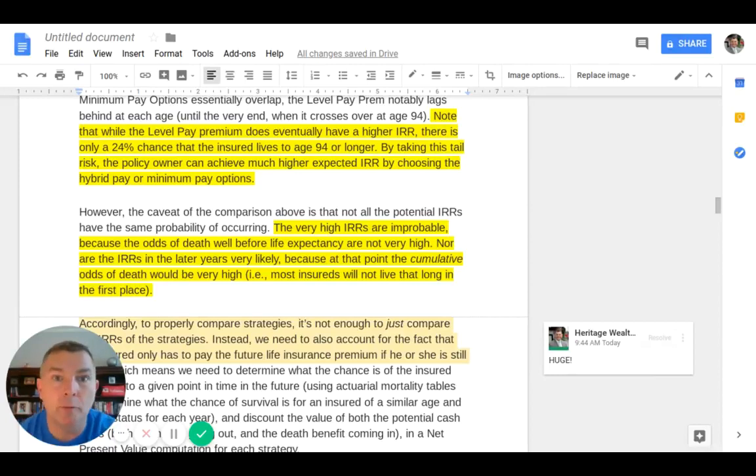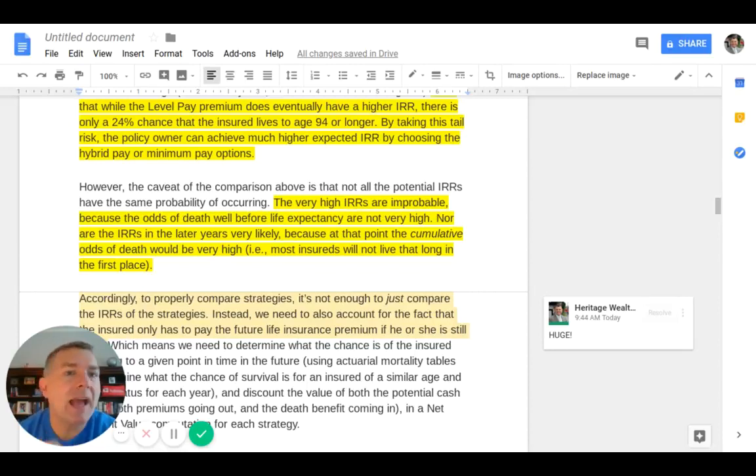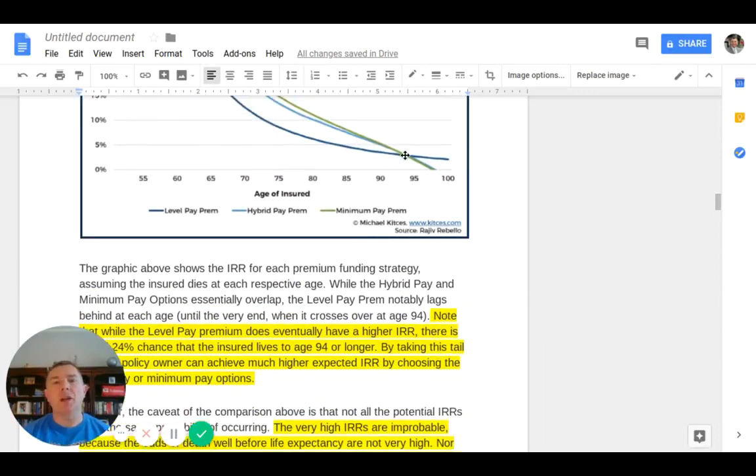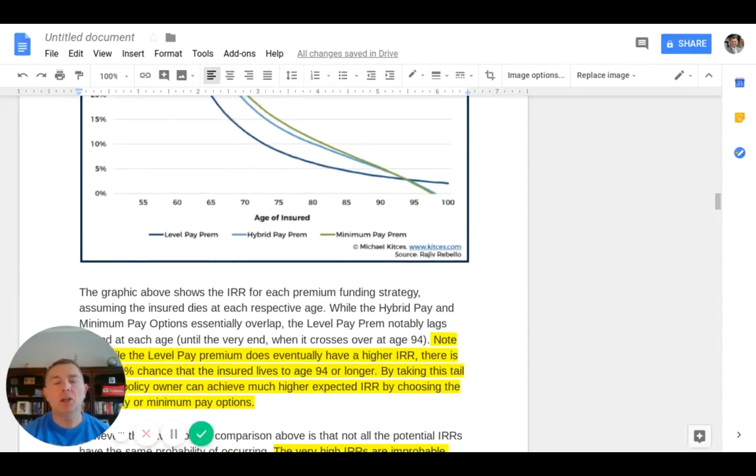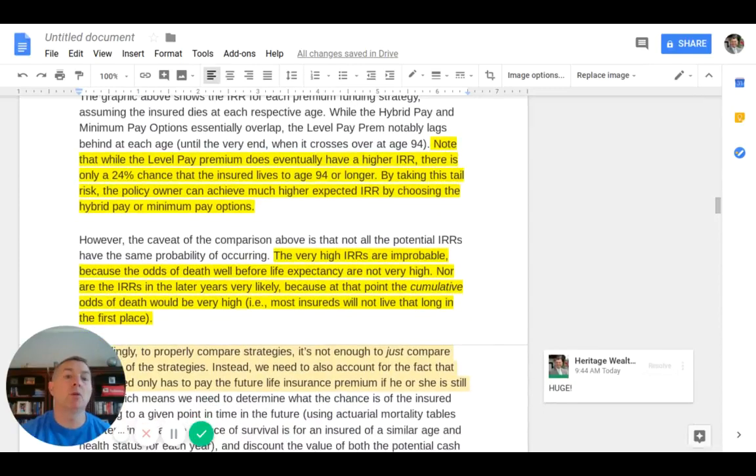Now, my man Ravi says maybe, by taking this tail risk, the policy owner can achieve much higher expected IRR by choosing the hybrid or minimum pay options. So if you're thinking you're not going to live until you're 94 years old, because there's only a 24% chance you're going to anyway, and you want to increase your internal rate of return on your death benefit, you'd be crazy to do the level funded. You should do the minimum pay. And we're going to show even more.